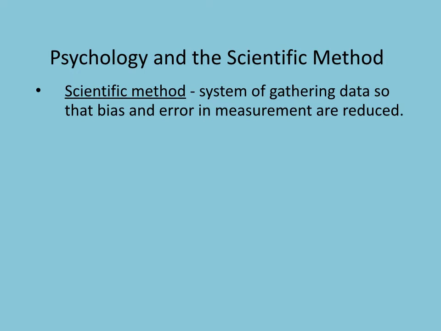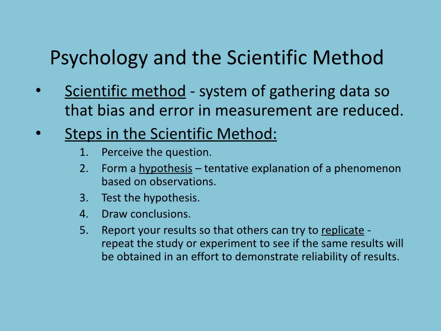Now you've studied the scientific method since you were probably in grade school. It's a system of gathering data so that bias and error in measurement are reduced. It's all about the research experiment. So the steps in the scientific method: come up with a question, form a hypothesis, test the hypothesis, draw your conclusion, and report your results. This is the foundation of every experiment. You've done this many times, so we're not going to belabor the point.